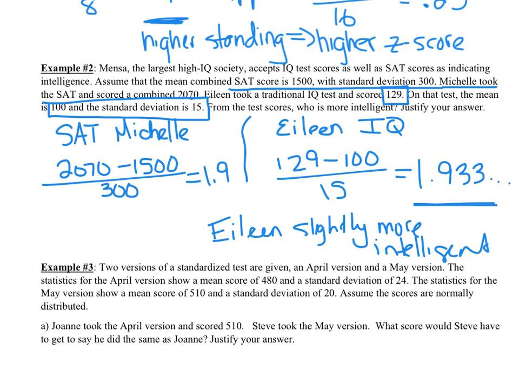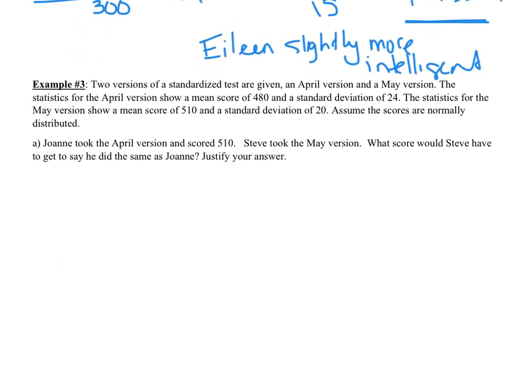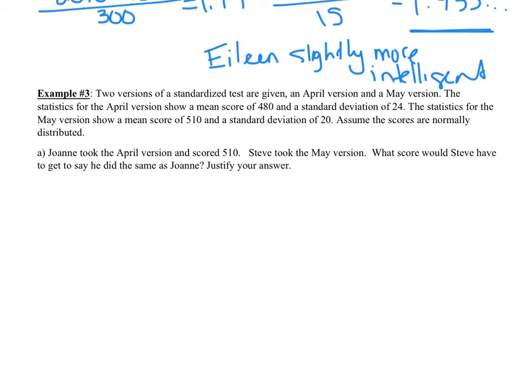Okay. Next, last one, we have two versions of a standardized test, in April and in May. So we have two of these. The April version shows a mean of 480 and a standard deviation of 24. The May version, 510 and 20. Assume the scores are normally distributed. So we say Joanne took the April test.